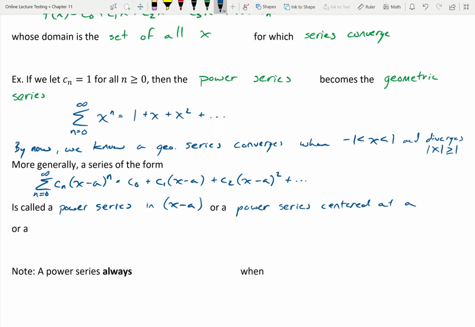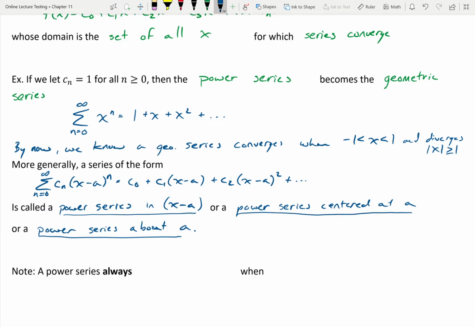Or an easier way to say this is a power series about a. So what this is saying is we're centering where this power series is located. And that's going to make more sense later down the road.